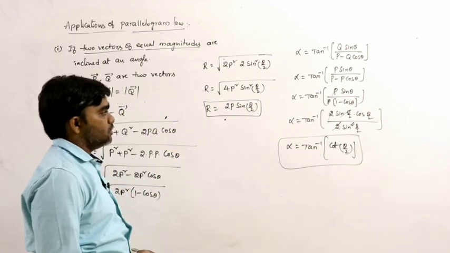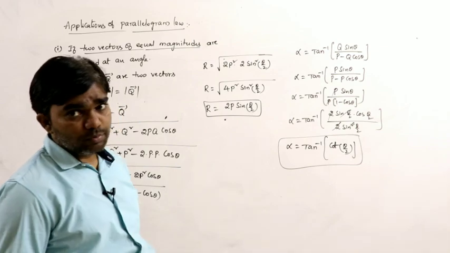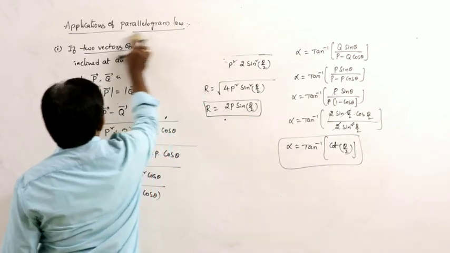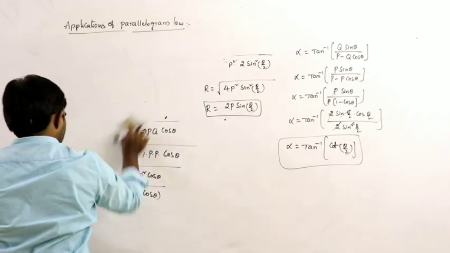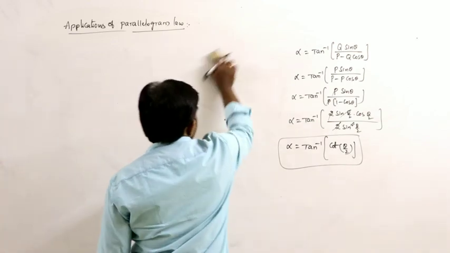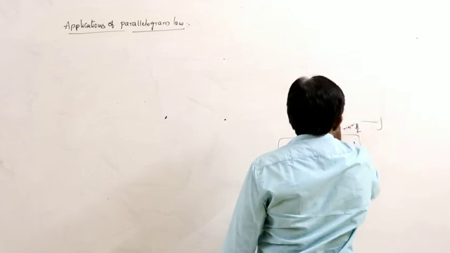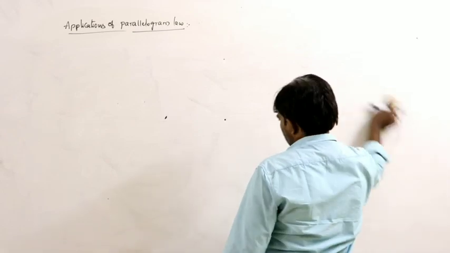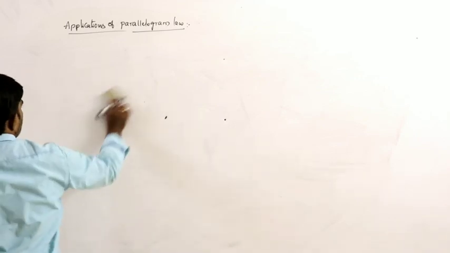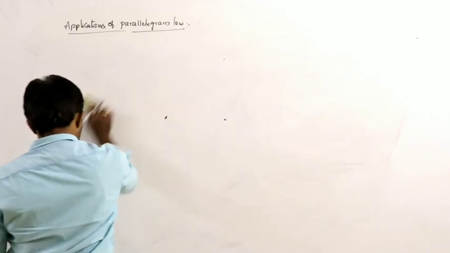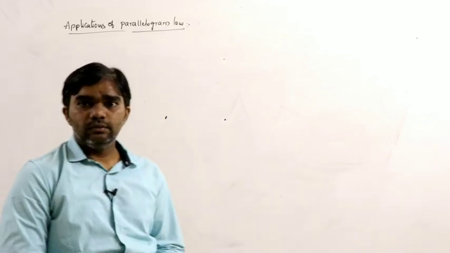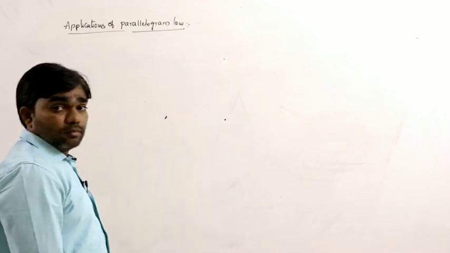So these are the two applications in this situation, if r equals p plus q or r equals p minus q. Next, the situation where the two vectors have equal magnitudes. Next point, let us do one problem.